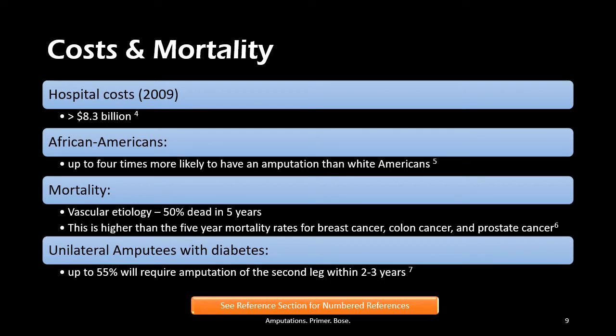People with amputations due to vascular etiology will see up to 50% of them die within a course of 5 years. This is higher than the 5-year mortality of a number of other deadly disorders such as breast cancer, colon cancer, and prostate cancer. People with unilateral amputation due to diabetes will see that up to 55% of those will require a second amputation of the contralateral leg within 2 to 3 years.